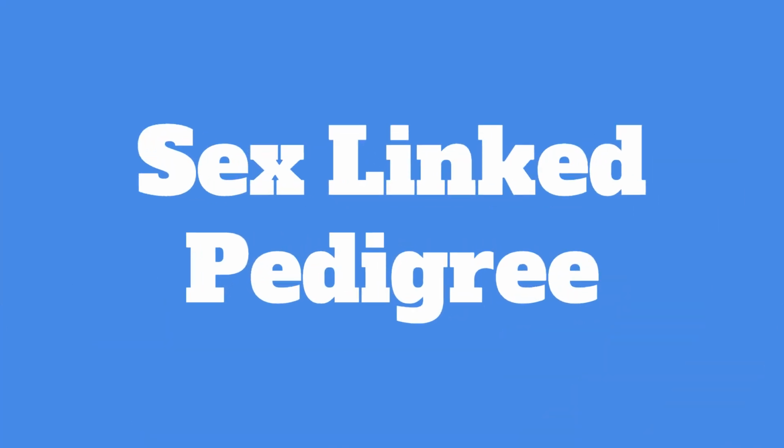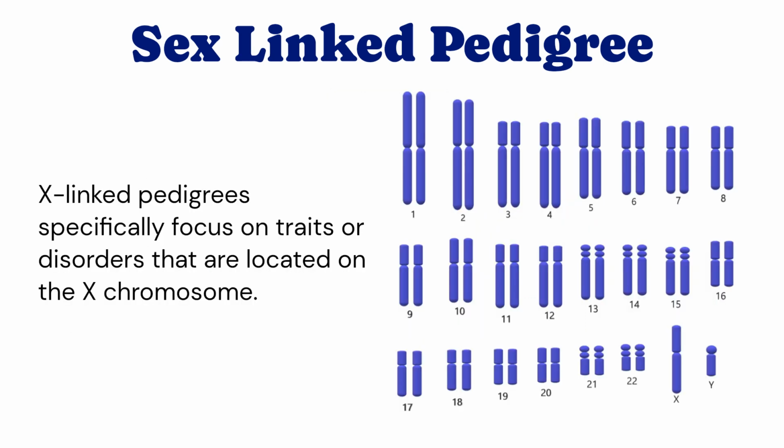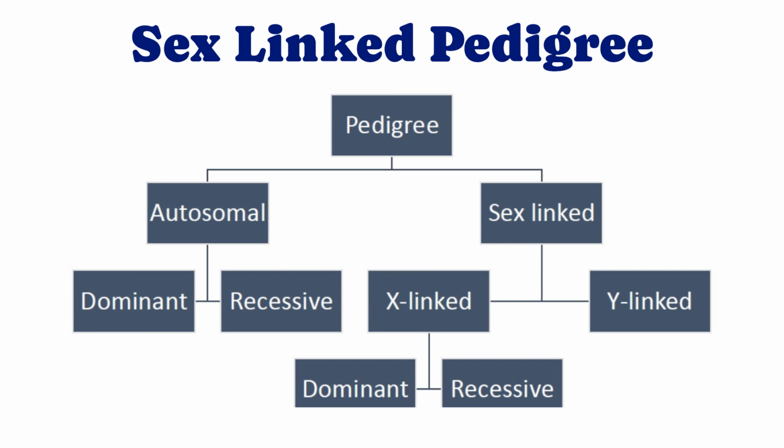Now I will discuss sex-linked pedigrees. It can be either X-linked or Y-linked. X-linked pedigrees specifically focus on traits or disorders that are located on the X chromosome. The X-linked traits exhibit different inheritance patterns in males and females due to the presence of only one X chromosome in males. It also can be of two types, dominant and recessive.